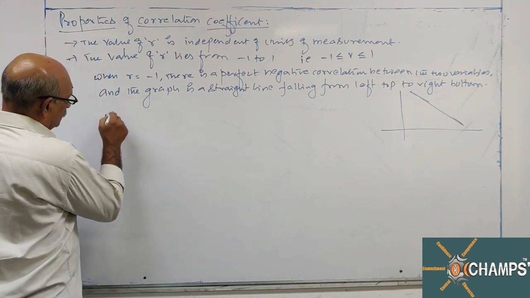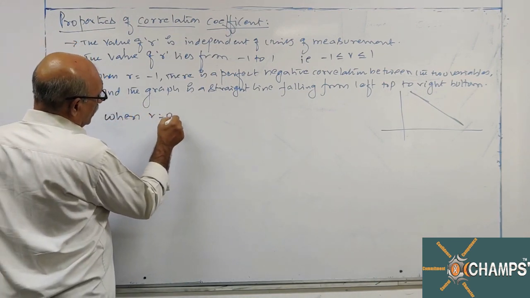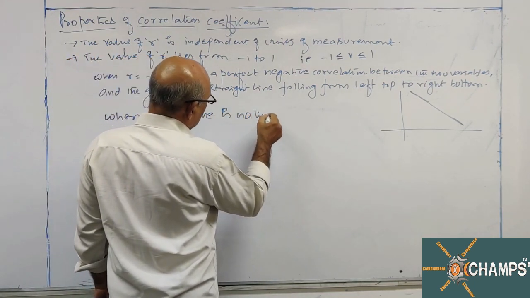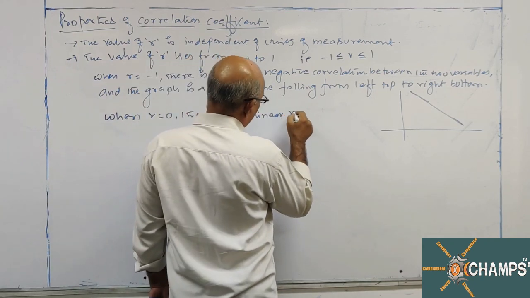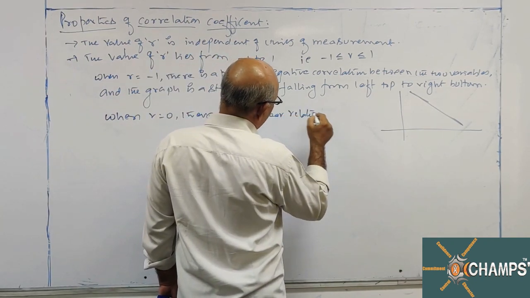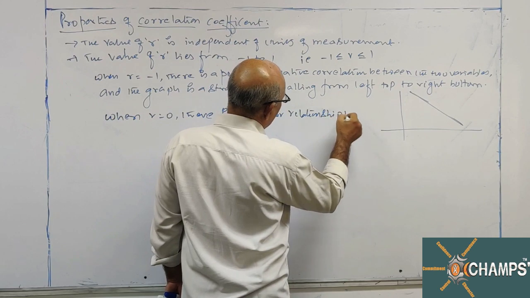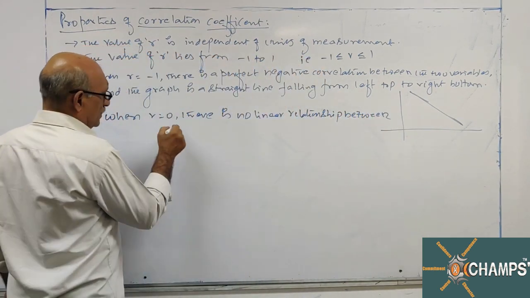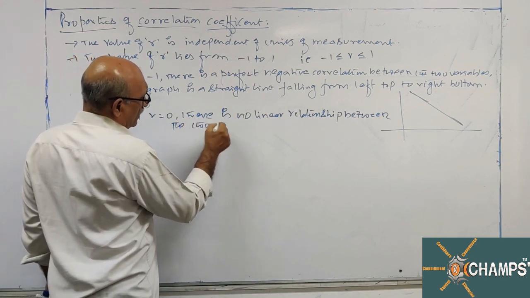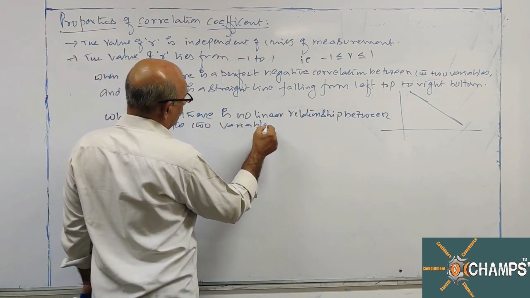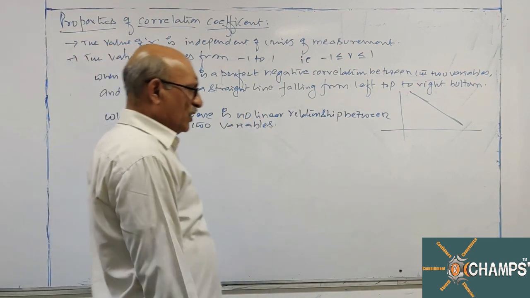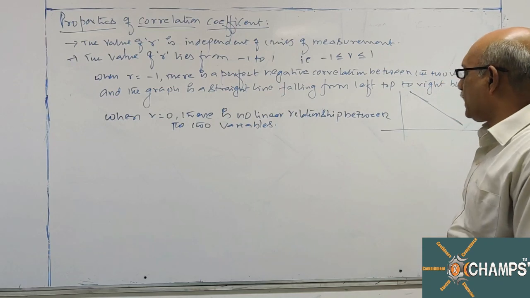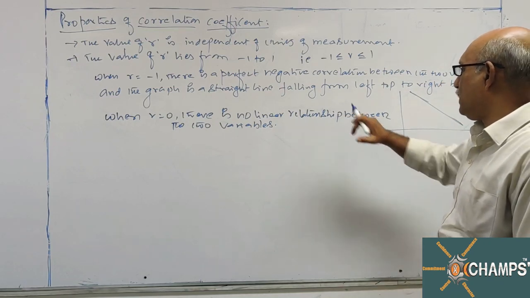Next, when r is equal to 0, there is no linear relationship between the two variables. When r is equal to 0, there is no linear relationship between the two variables.